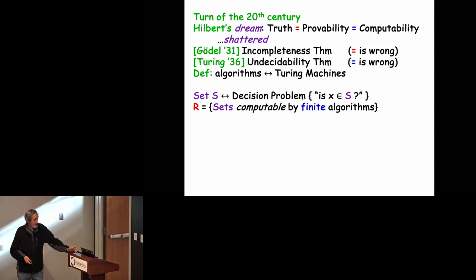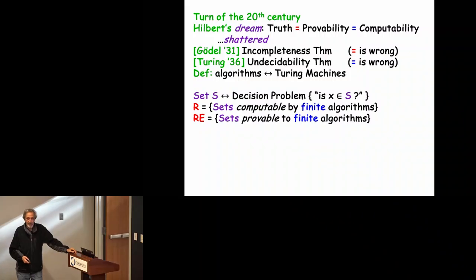This implicitly defines two classes. R is the sets that can be computed by finite algorithms, algorithms which always halt and correctly give the output for every element. And RE are the sets provable by finite algorithms. So this means that for every element, some powerful prover can convince anybody else that this element is in the set. And famously, his undecidability theorem can be stated.